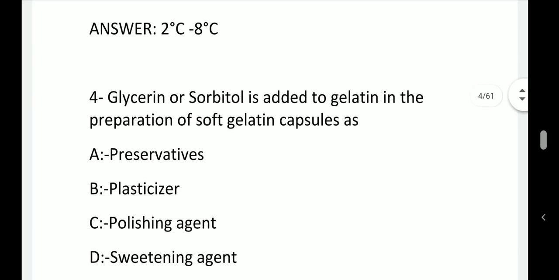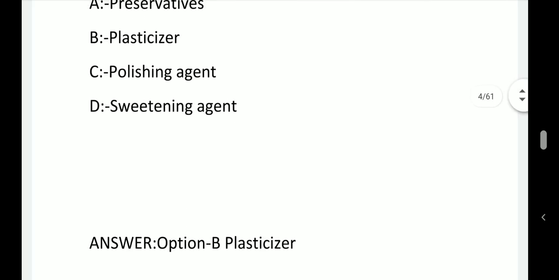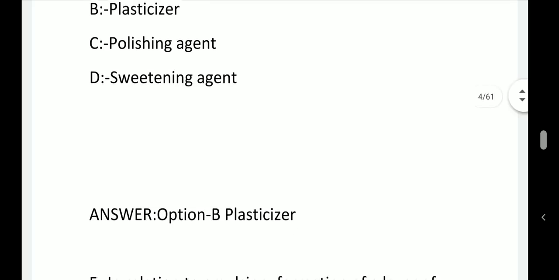Question number 4. Glycerin or sorbitol is added to gelatin in the preparation of soft gelatin capsules as option A preservatives, option B plasticizer, option C polishing agent, option D sweetening agent. Answer is option B, plasticizer.